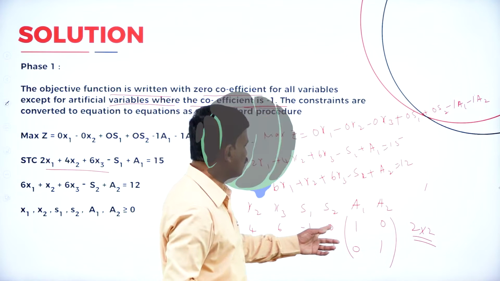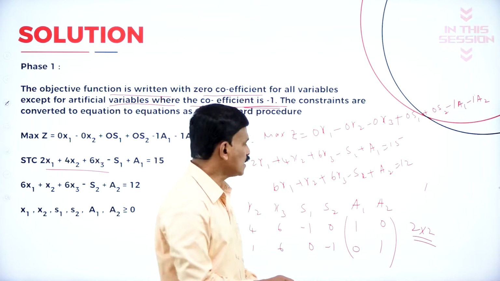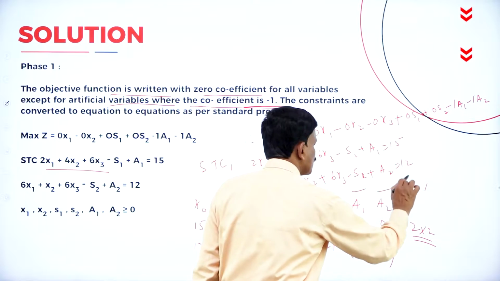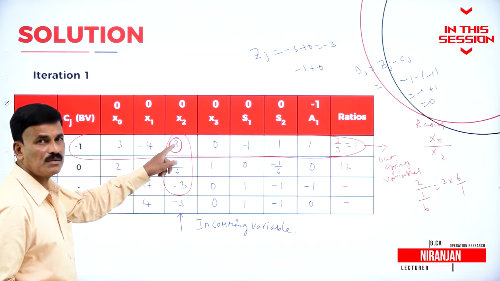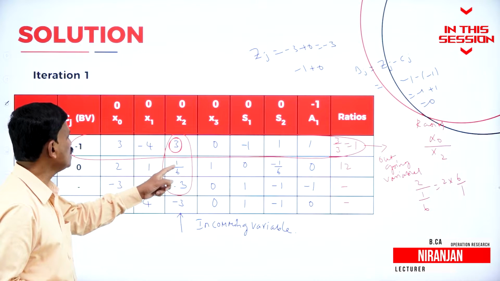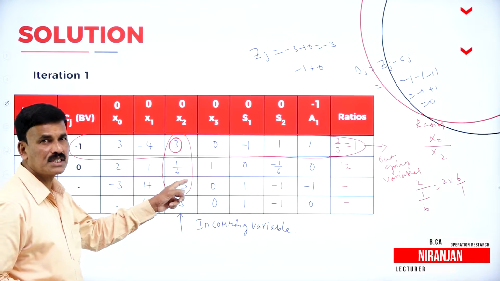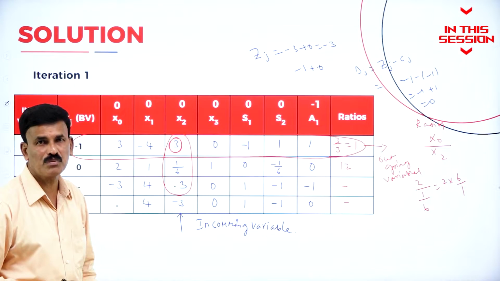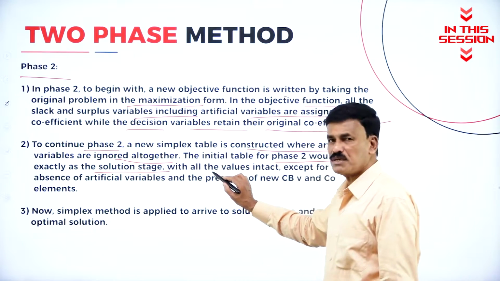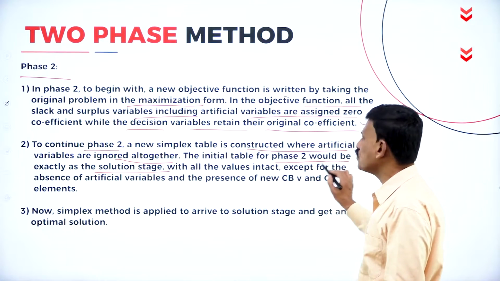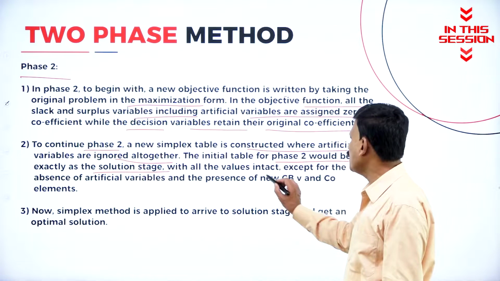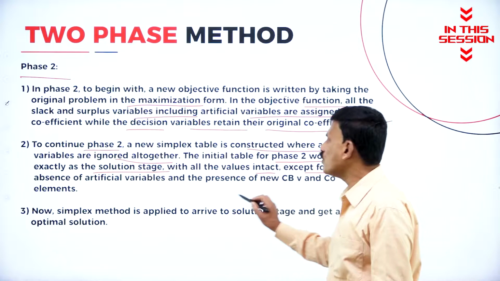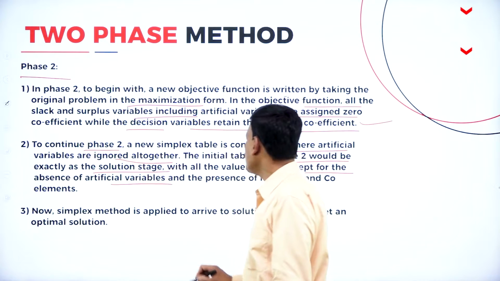For the initial basic vectors are 1, 0, 0, 1 with the variables a1 and a2. What are the steps? As usual, convert this 3 as 1 by dividing the entire row by 3, and convert this 6 as 0 by using the elementary row operation. This is a very important concept. The initial table for phase 2 would be exactly the same as the solution stage, with all the variables intact except for the absence of artificial variables.